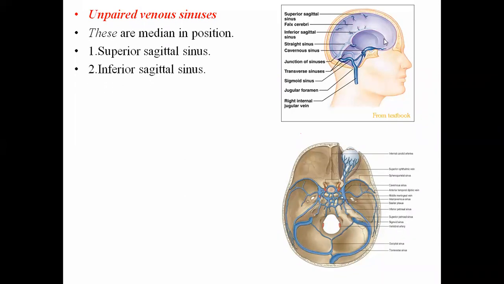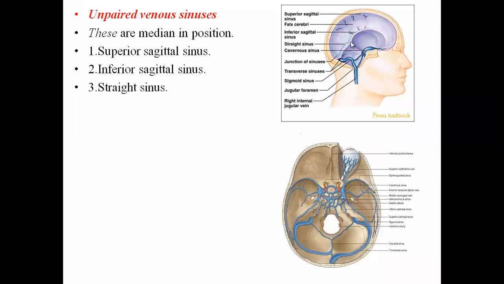Inferior sagittal sinus is here. Superior sagittal sinus is related to the falx cerebri. Falx cerebri is the dural fold. On upper aspect of falx cerebri, superior sagittal sinus is present. On the lower aspect, inferior sagittal sinus is also present.